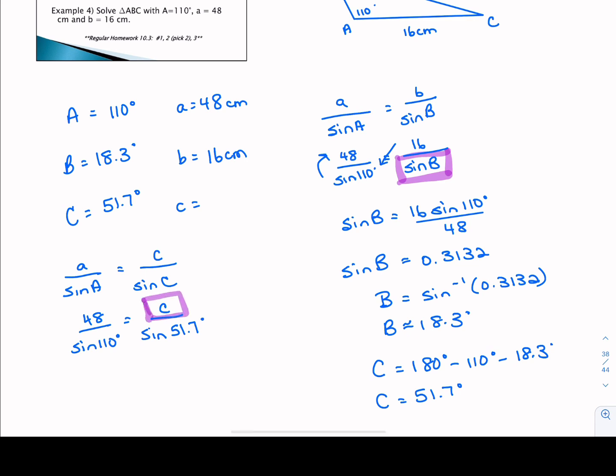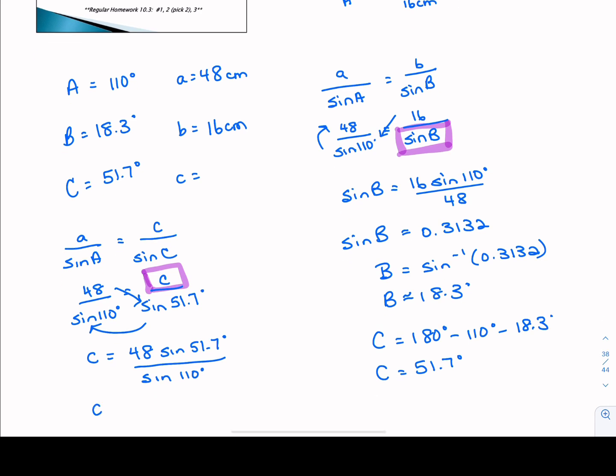Once again, C is my unknown, so I want to cross multiply and divide. So C, or my side length, is going to be 48 times the sine of 51.7 degrees, and then we can divide that by what we haven't used up yet, which is really the sine of 110 degrees. So once again, we can cross multiply and find that answer and divide. So 48 multiplied by the sine of 51.7, close that bracket, and then divide by the sine of 110 degrees gives you 40.1, roughly speaking. So C is approximately 40.1 centimeters.